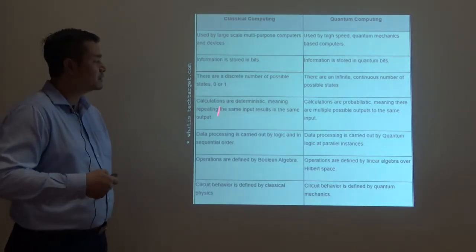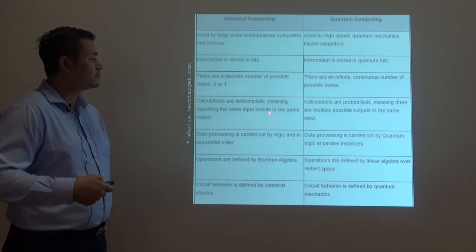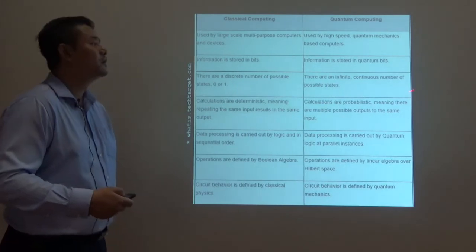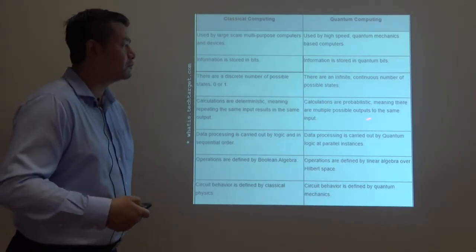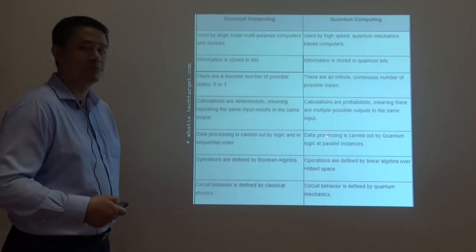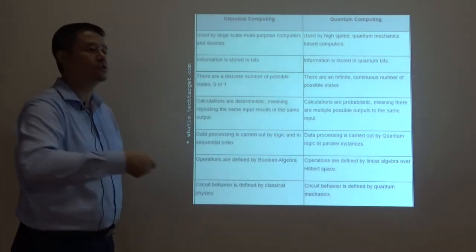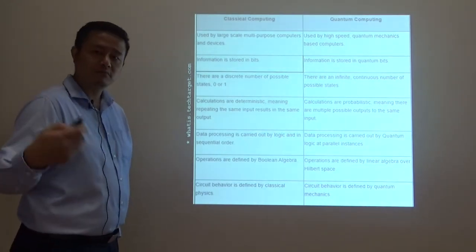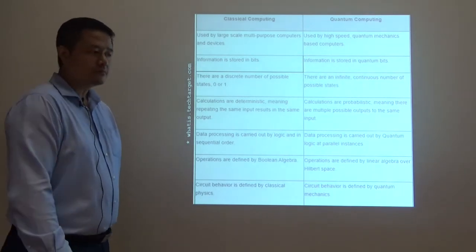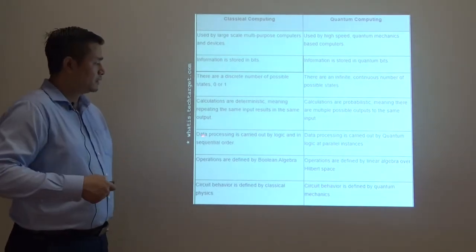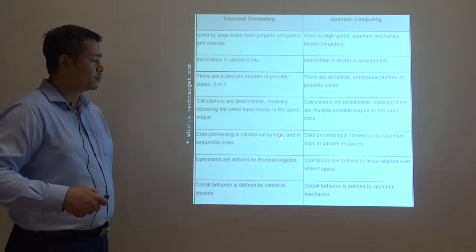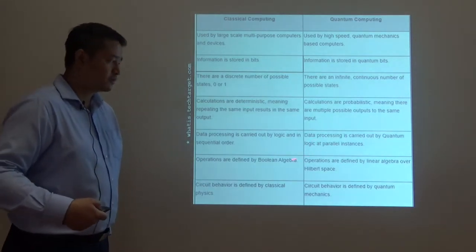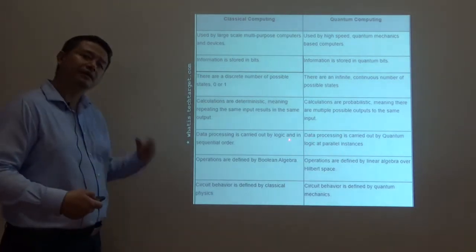Classical calculations are deterministic, meaning repeating the same input results in the same output. However, in quantum computing, calculations are probabilistic, meaning there are multiple possible outputs for the same input. So it can exist in superposition, and any one of them can be the outcome because they exist with a certain non-zero probability. Data processing in classical computing is carried out by logic in sequential order. However, in quantum computing, it is carried out by quantum logic at parallel instances. Thereby, it saves time.